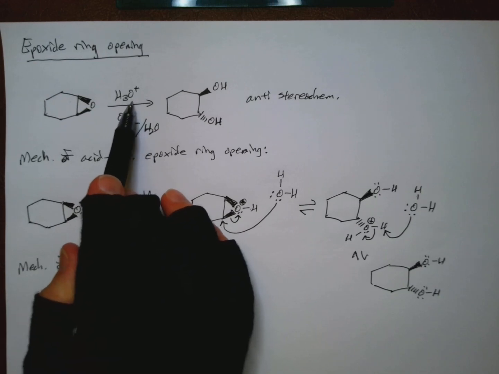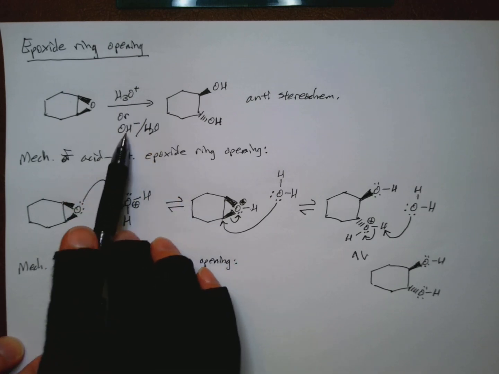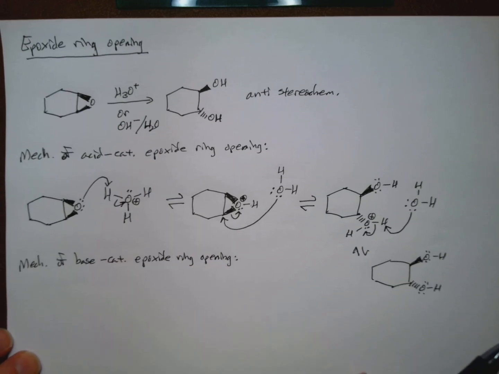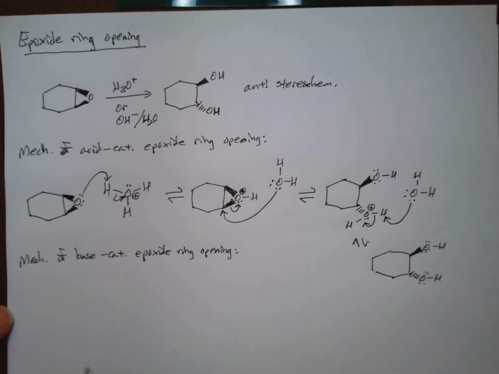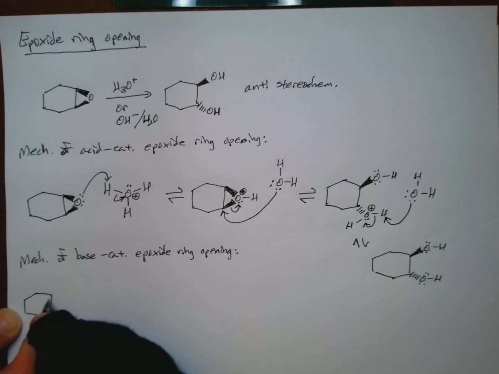So H3O plus means aqueous acid. We've got protons, we have water, it's H3O plus. So we have plenty of water. We need, in addition to OH, we need to have water present in our base catalyzed version. So let's draw the epoxide.